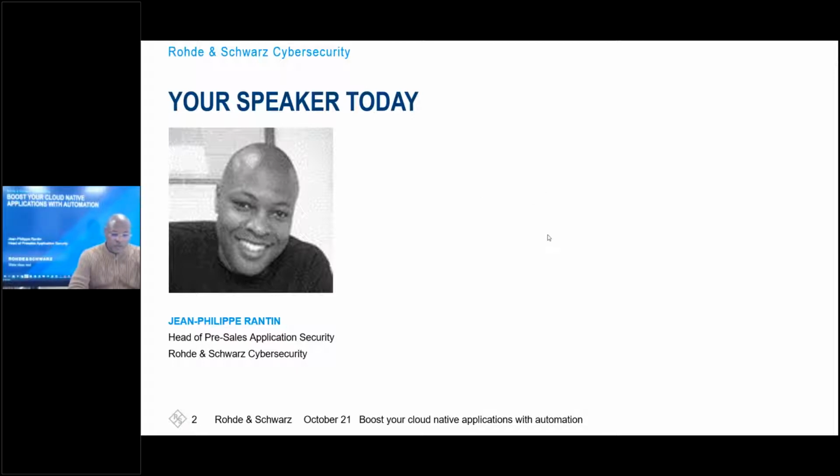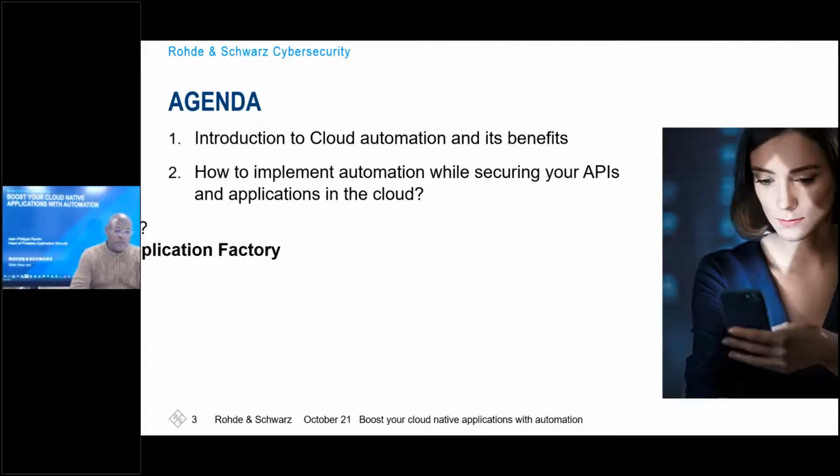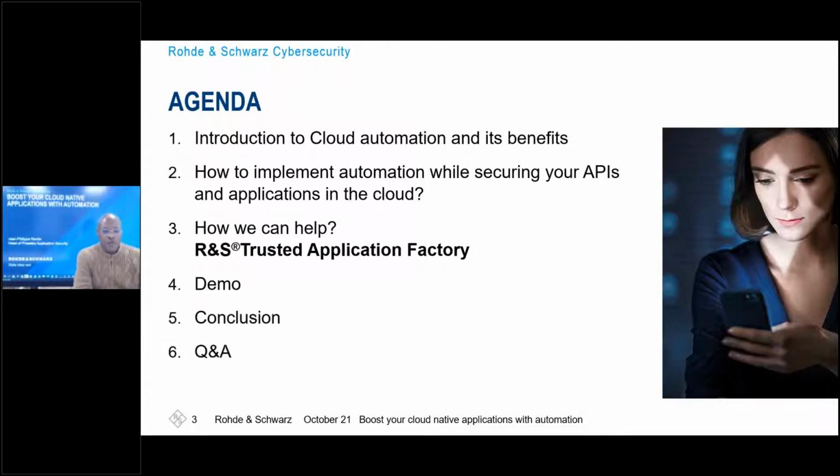The idea today and what we are going to cover is first a short introduction to the cloud automation and its benefits. Second, we'll see how we can implement automation while securing your APIs and application in the cloud. Then we'll see what Roden Schwartz Trusted Application Factory can do in this loop. And we'll have a short demo showing CI/CD integration within the product, and then we'll conclude and we'll keep some time for question and answer.